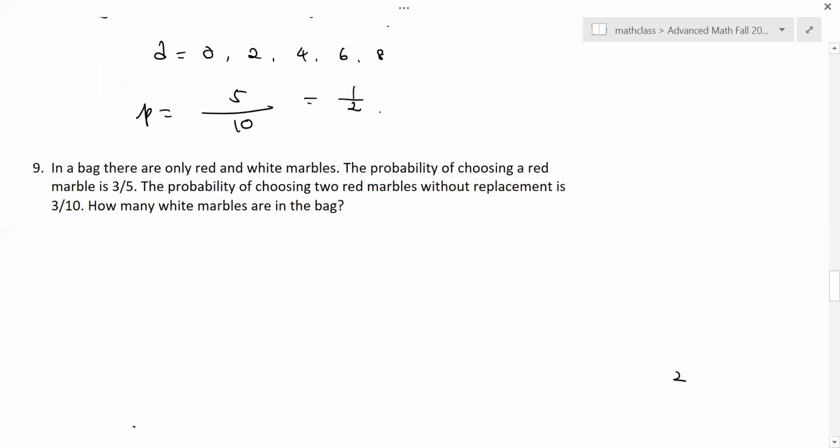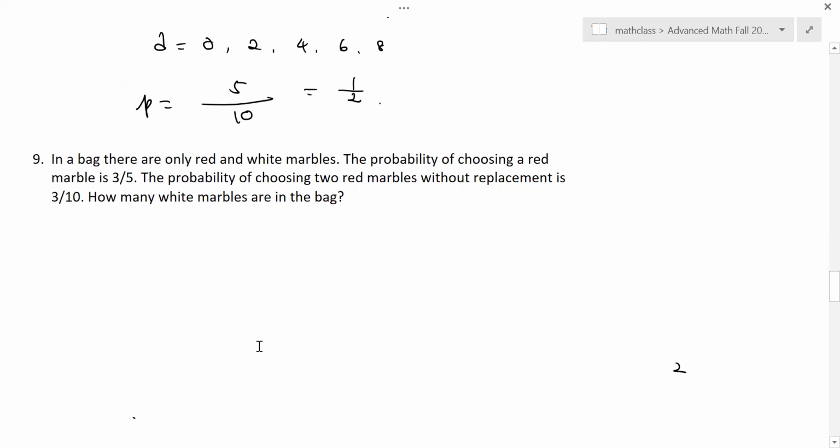All right, so number 9. Number 9, you need to solve an equation. You don't know how many marbles there are. It's different from the previous problems.